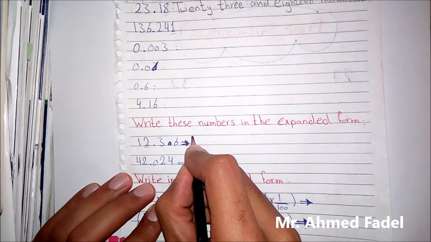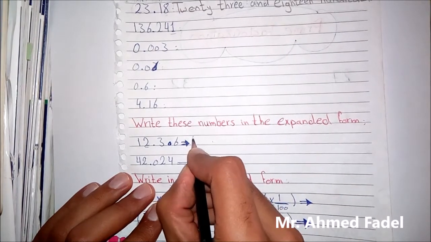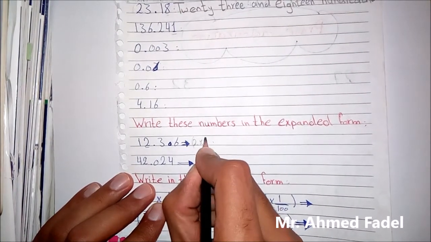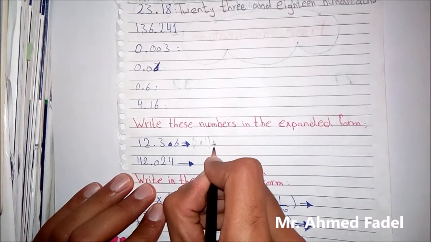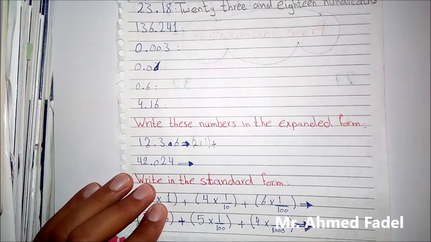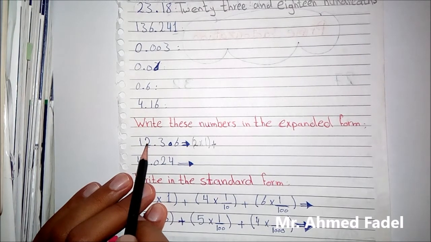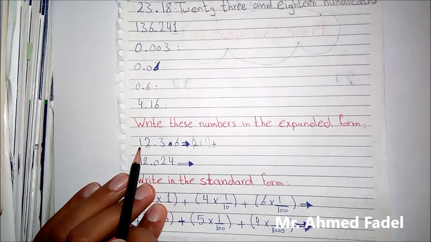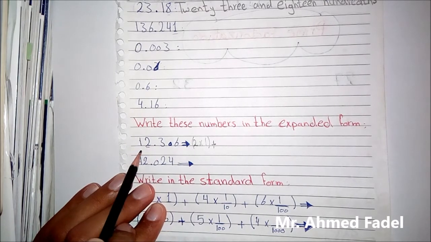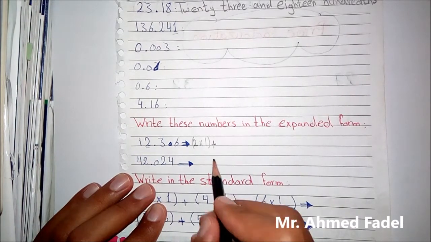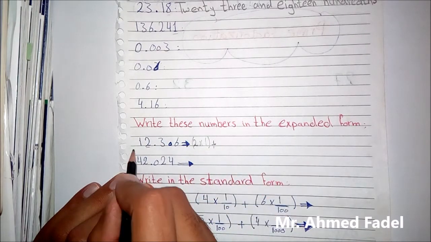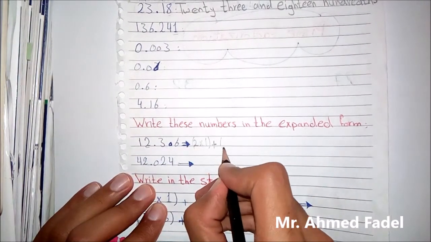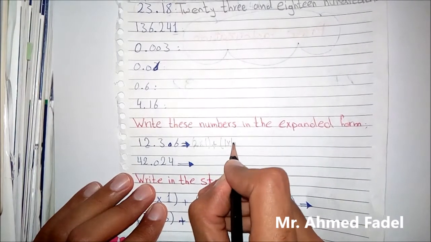So it's 2 times 1 plus, this is the expanded form. What about the 1? It's tens, Mr. Ahmed. Yeah, very good. Because Mr. Ahmed said in the first part of the lesson that the place value of the first digit before the decimal point is the ones, and the place value of the second digit before the decimal point is the tens, and so on. So here the 2 is the ones, 2 times 1. The 1 is the tens, it's 1 times 10.